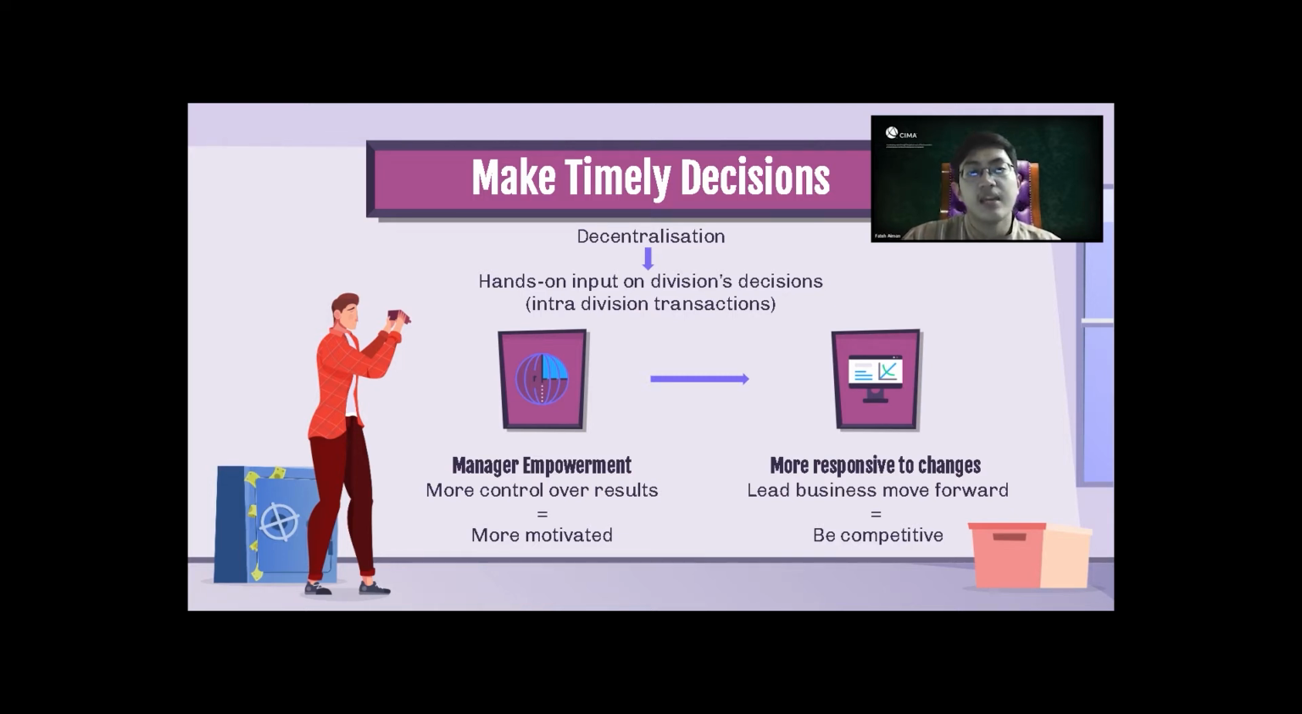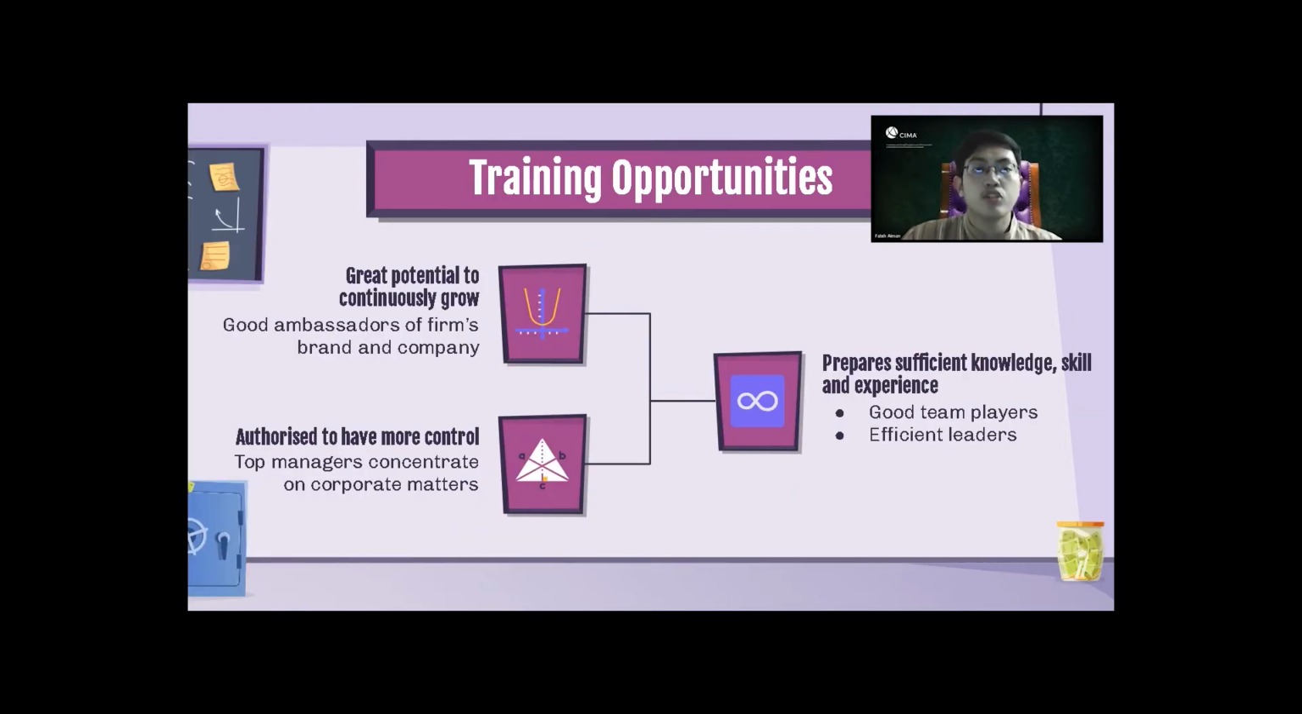When managers are empowered and have the ability to negotiate transfer prices or choose a transfer price method, they tend to be more motivated since they have more control over results. Consequently, managers will be more responsive to environmental changes, thereby leading their business to always move forward, thus being competitive. And lastly, training opportunities.